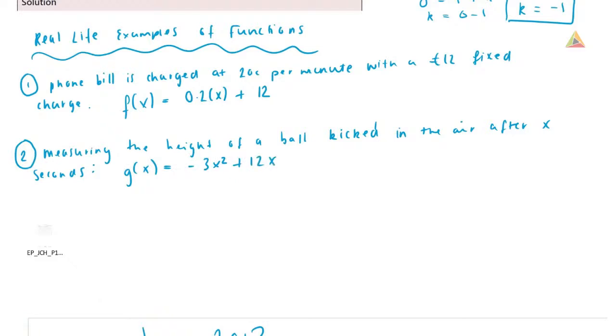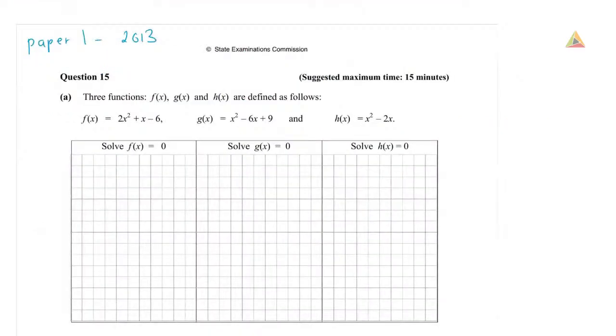Now looking at that, you can see that that's going to be in an n shape because it's negative x squared, and you can also tell that it's going to be a curve because it is the x squared term in the first place. So there are two examples of real life functions, and I suppose it's just important to be aware that they exist. So we're going to look at some exam questions now based on what we're after doing.